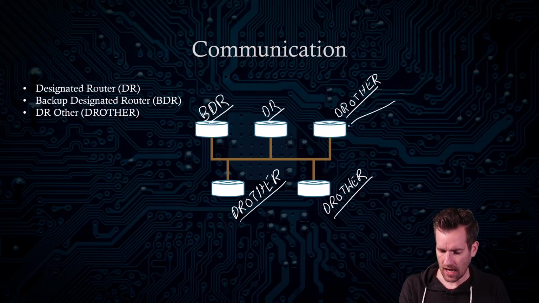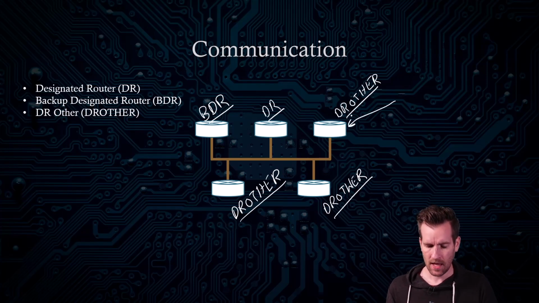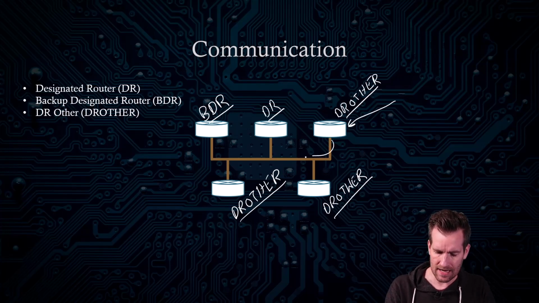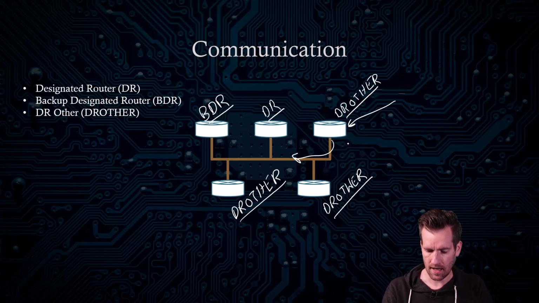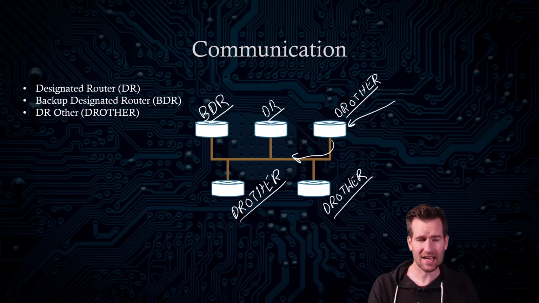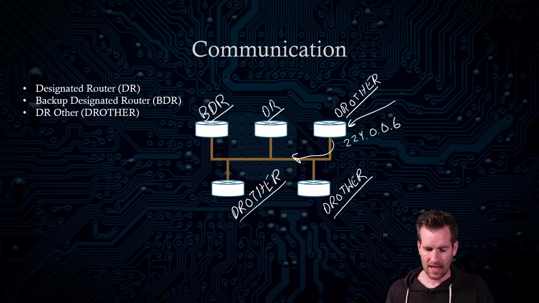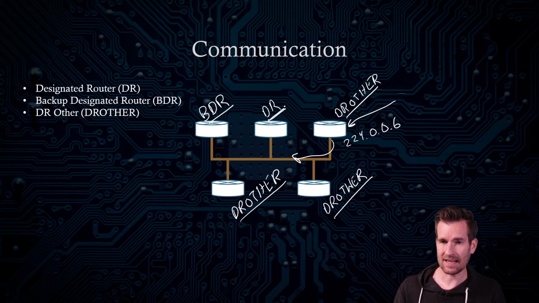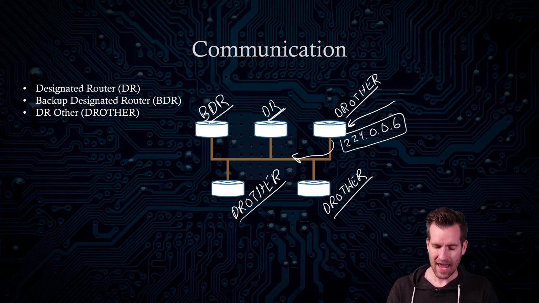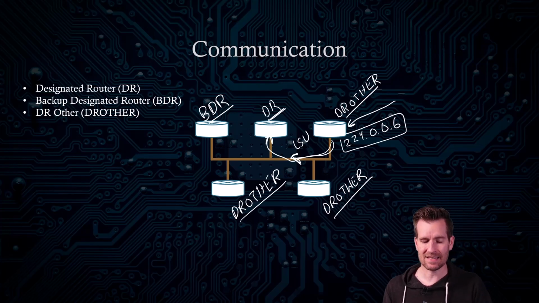Let's say there's a change to this DROther right here. What it's going to do is send out a communication to the DR. In fact, it's going to be a multicast address, 224.0.0.6. The DR, the designated router, is listening to that multicast address and is going to get that update. This is a link state update that it's getting, and it's sent to this DR.